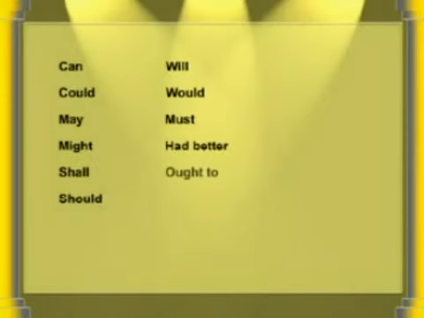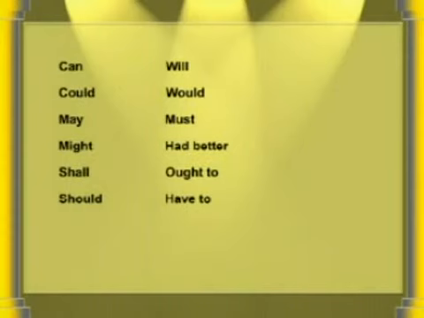In this opportunity, I would like to explain the definition of English modal auxiliaries, their pattern and usages. Modal auxiliaries are helping verbs that express a wide range of meaning. The modal auxiliaries in English are can, could, may, might, shall, should, will, would, must, had better, ought to, have to.